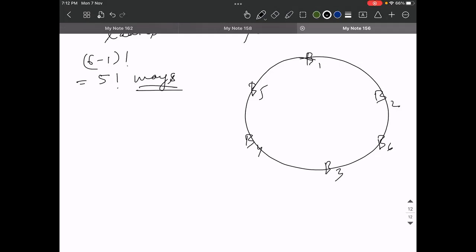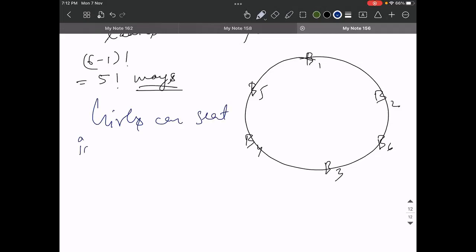Why 5 factorial? See, these are the 6 main boys. You have already done 5 factorial ways, n minus 1 factorial ways. So the circular order is done. That means you have already done the circular order. That means how many positions are remaining? 6 positions are remaining, so girls can sit.